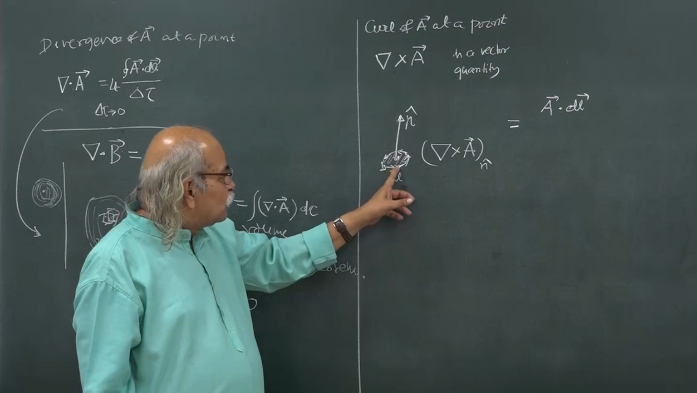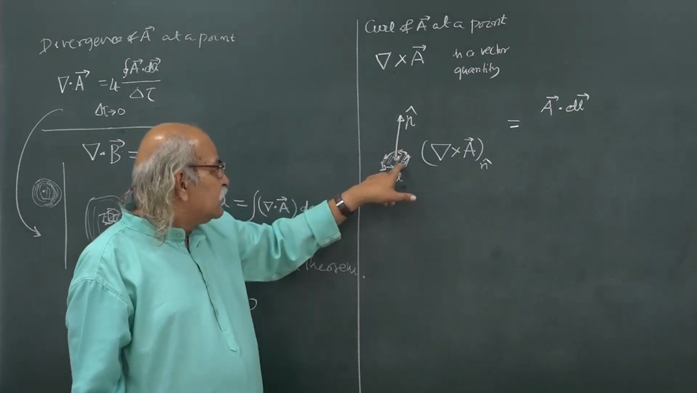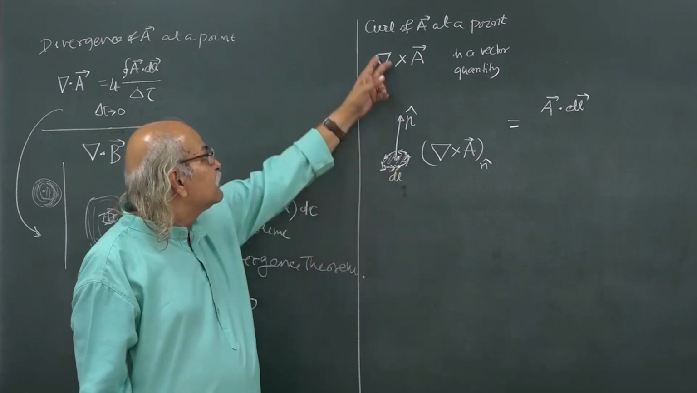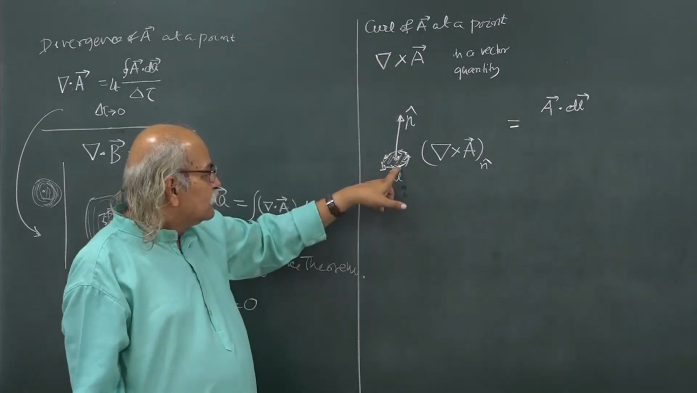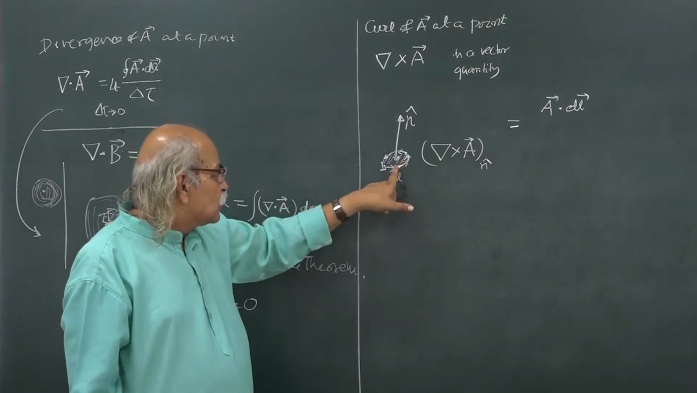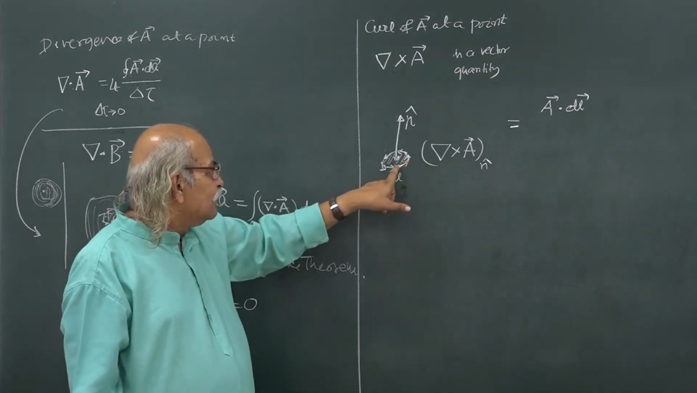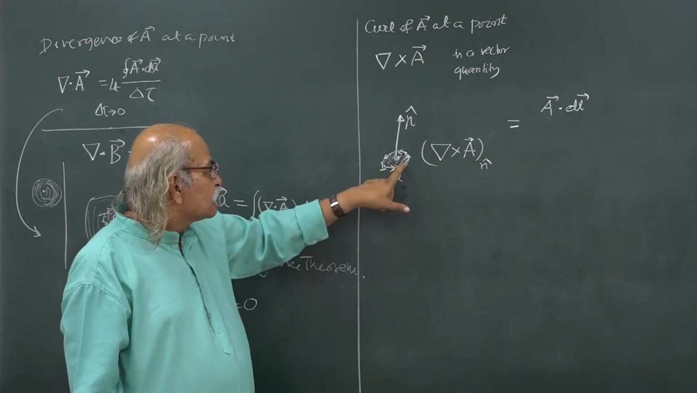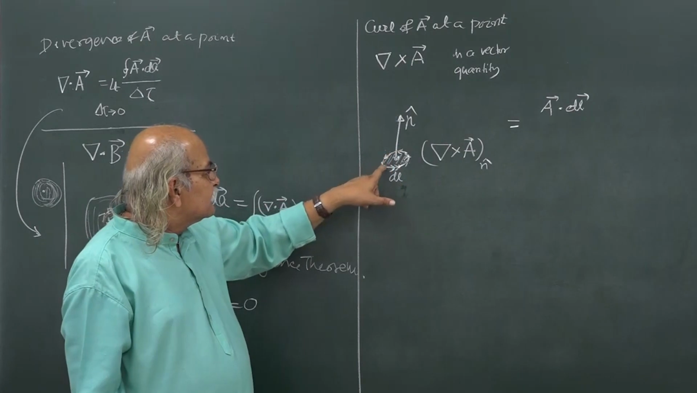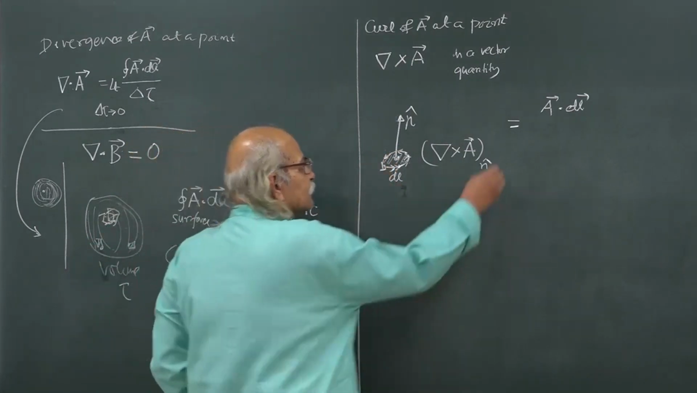So, you put the arrow in this way and then ask how much is A dot dl here. This A vector is defined at all points, so you know what A vector is here, and this is the dl vector. So, do this A dot dl, and then you keep on doing this all around the loop and add.